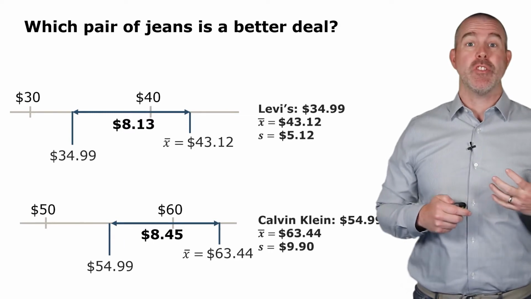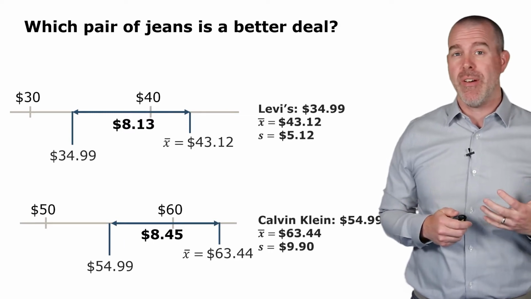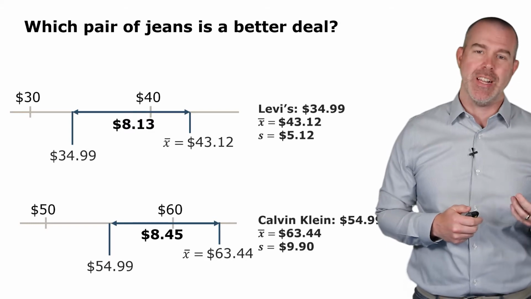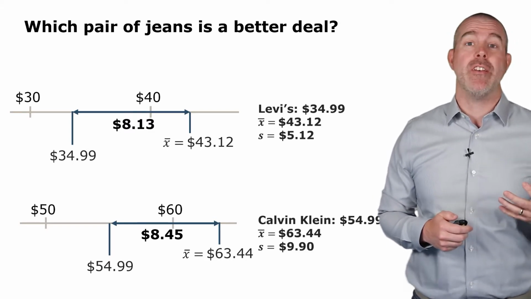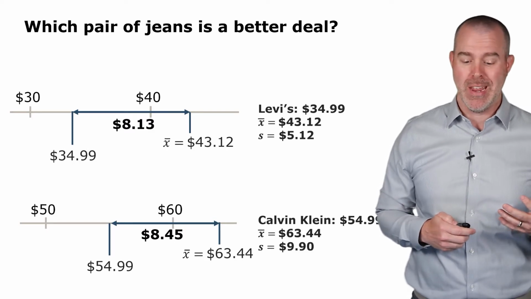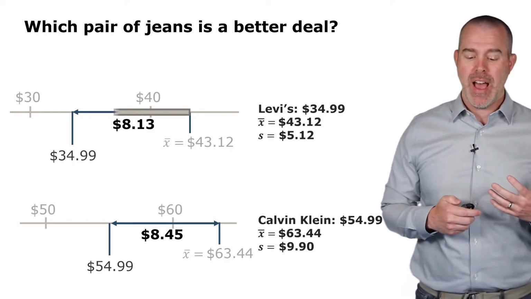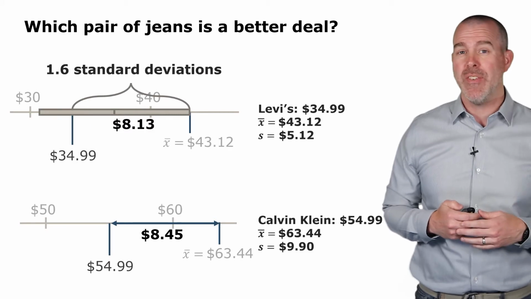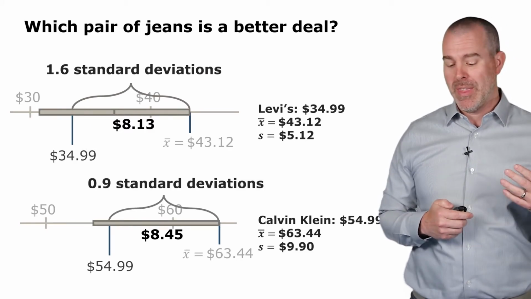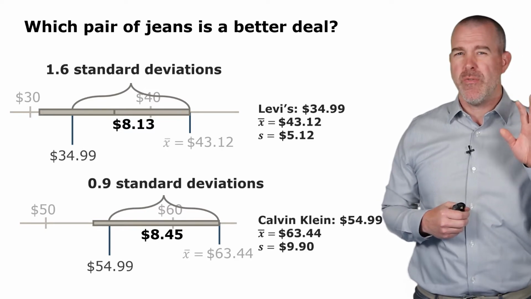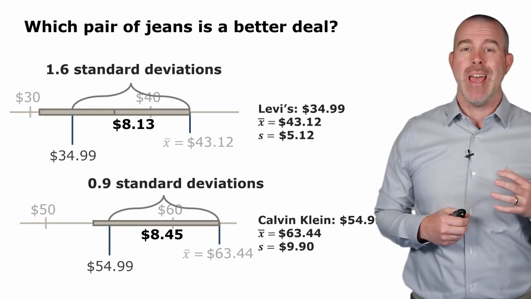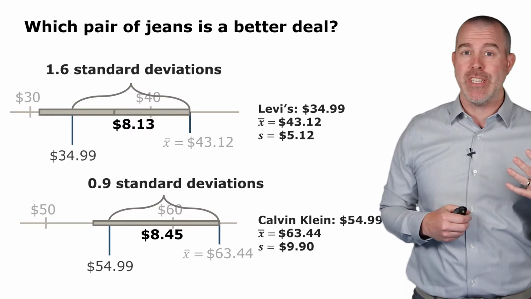Suppose they have a different spread. Say the standard deviation of Levi's is $5.12, Calvin Klein $9.90. So now, if we ask how many standard deviations they are below the mean, it looks like the Levi's one is about 1.6 standard deviations below the mean, where the Calvin Klein is only 9/10 of a standard deviation. This is the first measure of position we're going to talk about, and it's the number of standard deviations from the mean.